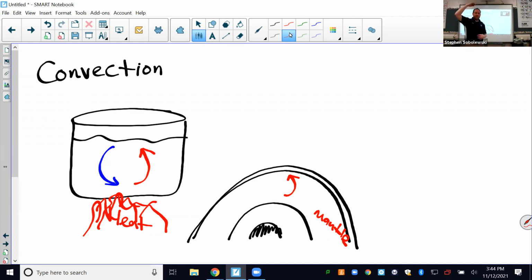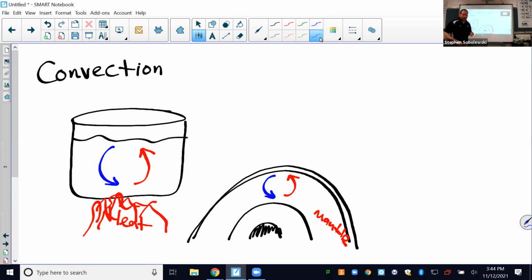And once it goes to the top, does it cool down? Well, actually, in this case, yeah, it would cool down because it's away from the initial heat source. But more importantly, the stuff below it is going to warm up more and kind of replace it. So you can think of it as the cooler mantle kind of dropping down.